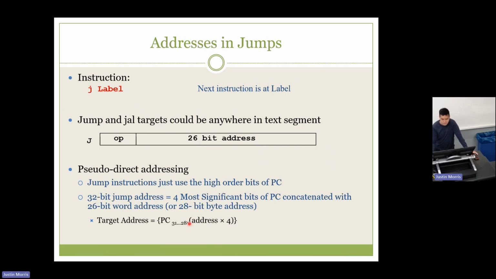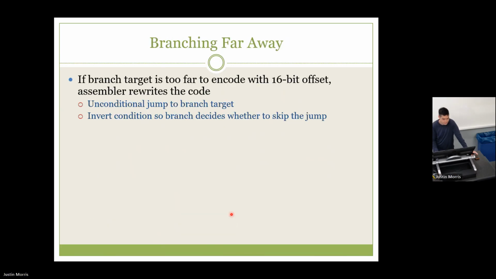But it is still relative because we're keeping the top 4 bits of PC. So this is probably one of the things that most students would forget because we don't use jump a lot. We use branch not equal, branch equal quite a lot. But when we go and look at the data path, we need to remember that it is this bits replacement and not an add.